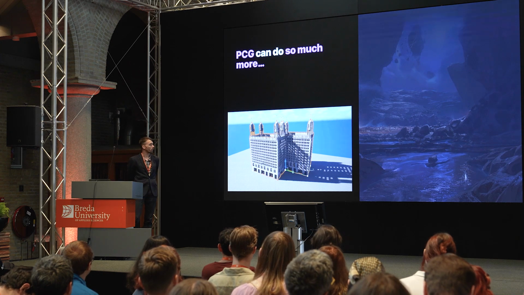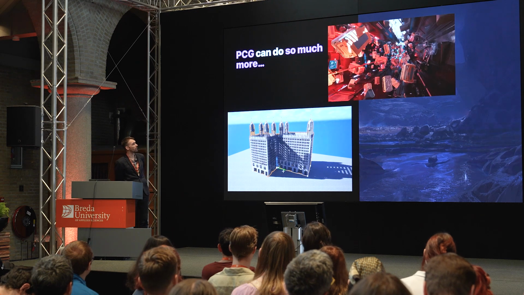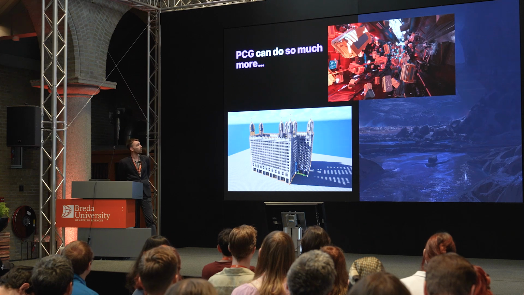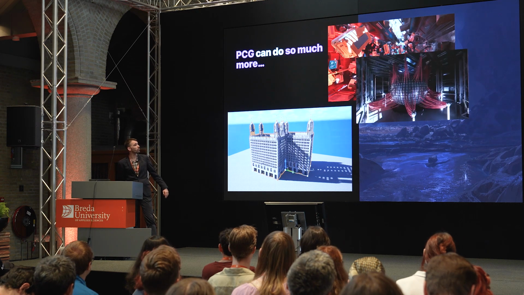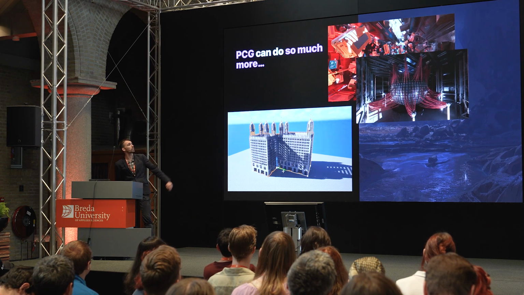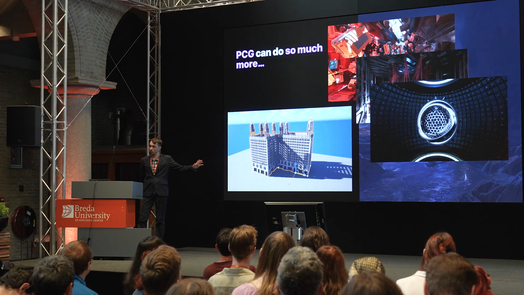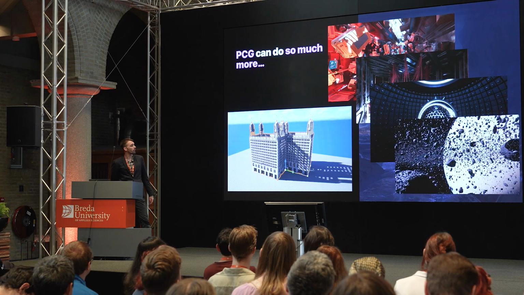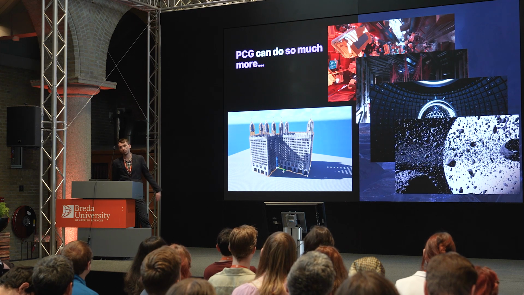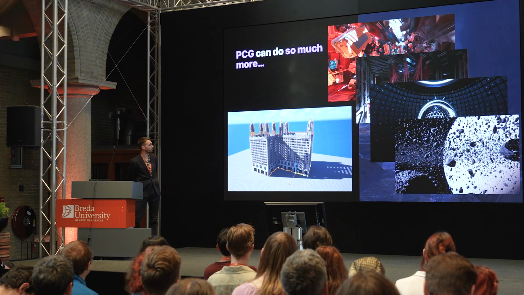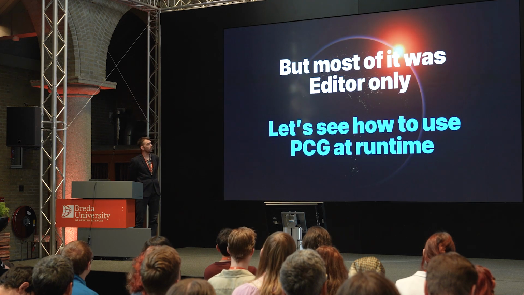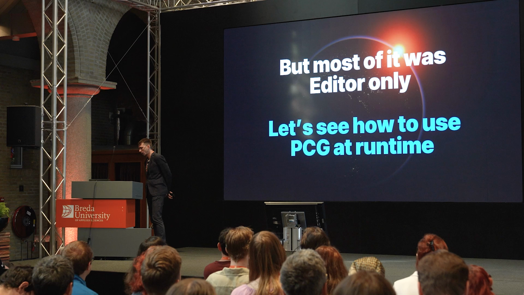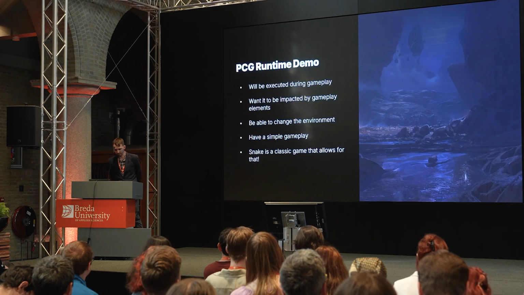But we also released at last Unreal Fest the Cassini sample that was set in space. With a space station, we have scattering props, and we have spline meshes for cables, we have geometry script integration to build meshes with PCG, and also very high density scattering with an asteroid field. But most of it was editor only. So let's see how we can use PCG at runtime.